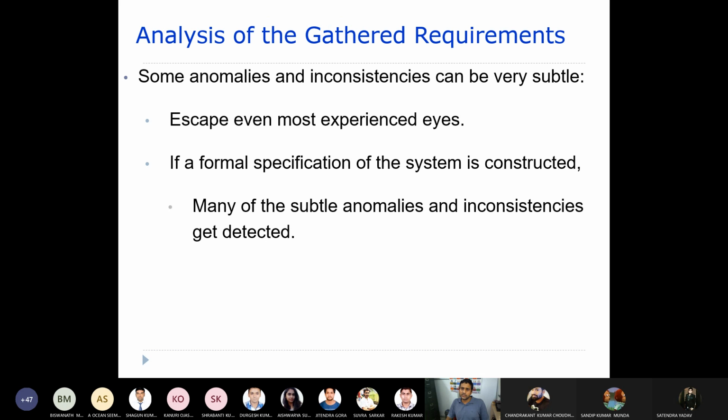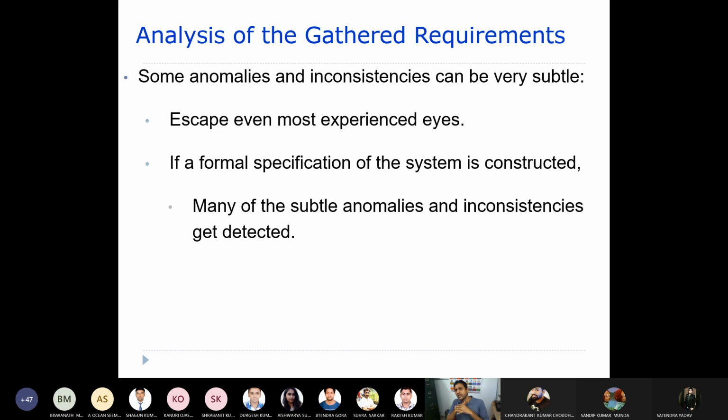Some anomalies and inconsistencies can be very subtle. Even if the analyst is very experienced, or the most experienced, some of these anomalies may still escape. If a formal specification of the system is constructed, many of the subtle anomalies and inconsistencies can be detected, right?